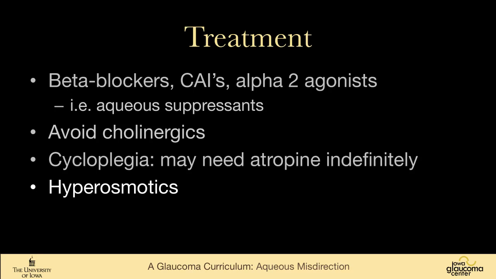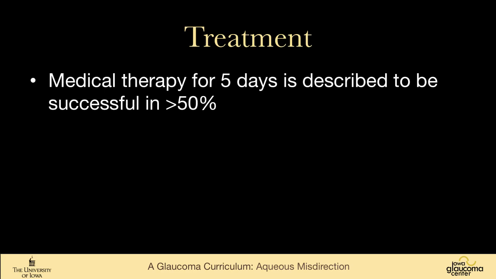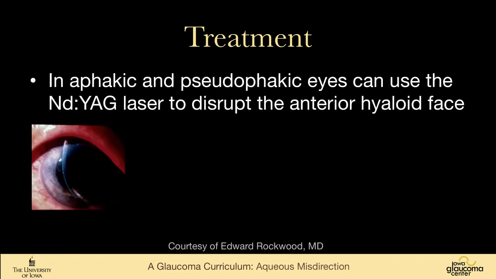Osmotic therapy, mannitol or glycerol, can be used to shrink the vitreous and really try to shake up this deranged flow of fluid into the posterior segment. In the books, they say the medical therapy for 5 days is successful in up to 50% or more than 50%. That really hasn't been my experience. I don't think that it's as effective as that. One can also use the YAG laser to disrupt that compacted anterior hyaloid.